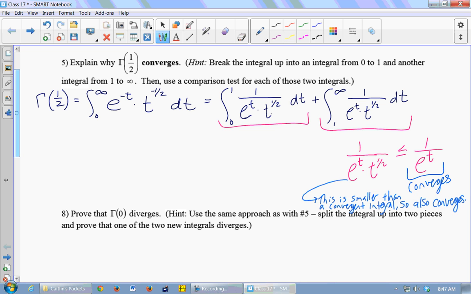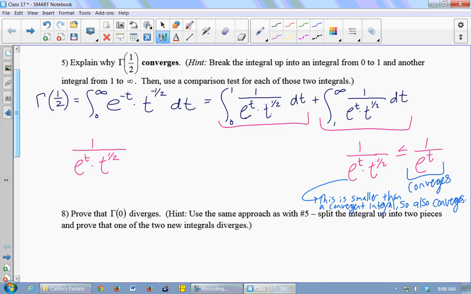Now the other piece, from 0 to 1, remember the rules flip now, right? Now if you compare, so from 1 to infinity, when you compare to 1 over x to the p, when p was bigger than 1, it converged, and less than 1, it diverges. It's the opposite when you're looking at 0 to 1, right? When p is bigger than 1, it diverges. Less than 1 converges. So I want to compare 1 over e to the t times t to the 1/2.